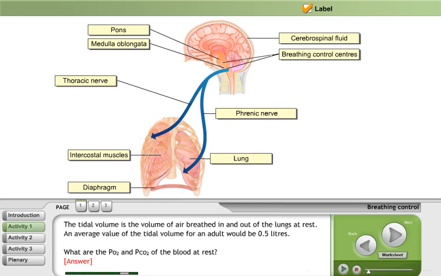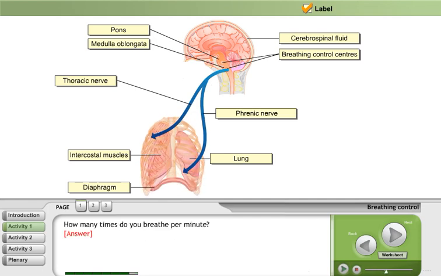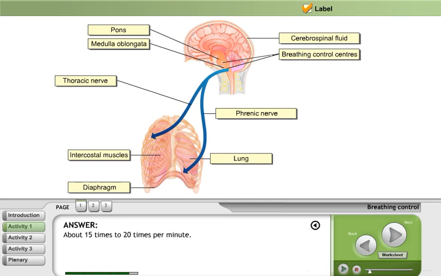The tidal volume is the volume of air breathed in and out of the lungs at rest. An average value of the tidal volume for an adult would be 0.5 liters. What are the partial pressure of oxygen and partial pressure of carbon dioxide of the blood at rest? Answer: 105 millimeters of mercury and 40 millimeters of mercury respectively. How many times do you breathe per minute? Answer: about 15 to 20 times per minute.